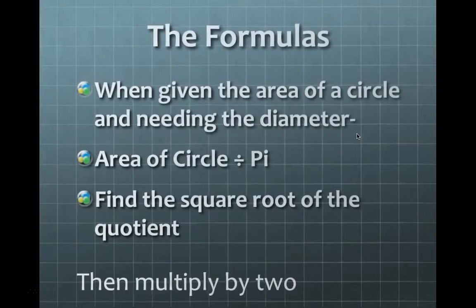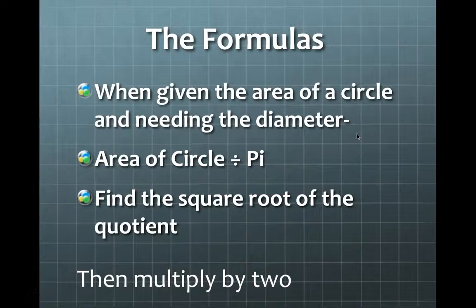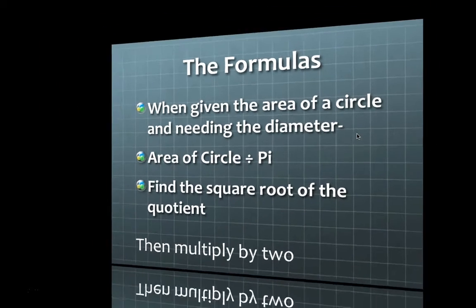Diameter. It's basically the same formula, just with one added step. When given the area of a circle and needing the diameter, you take that given area, divide it by pi, which of course is 3.14, and then you find the square root of the quotient, and then you multiply it by 2, because to convert a radius to a diameter, you multiply by 2.